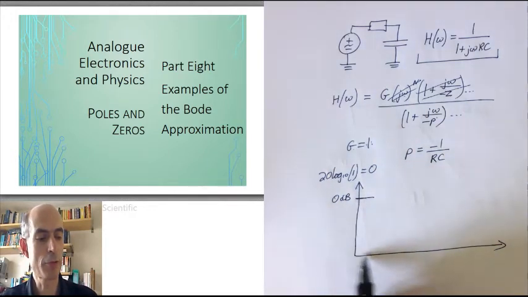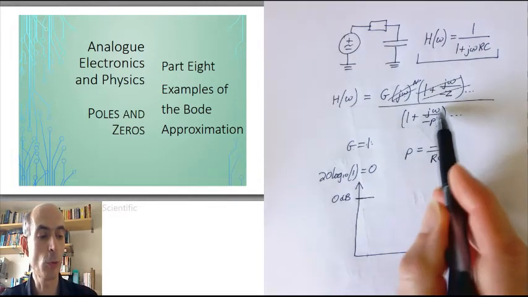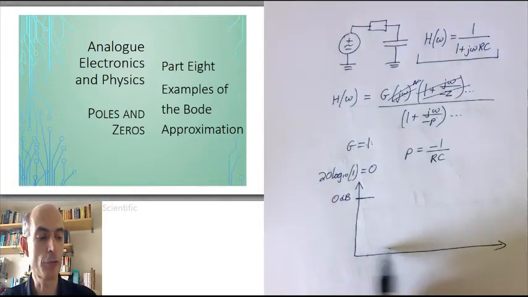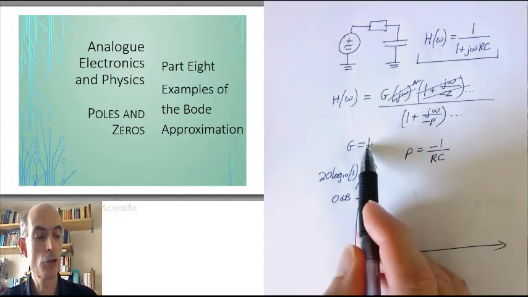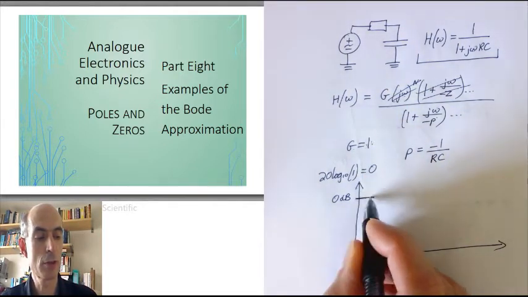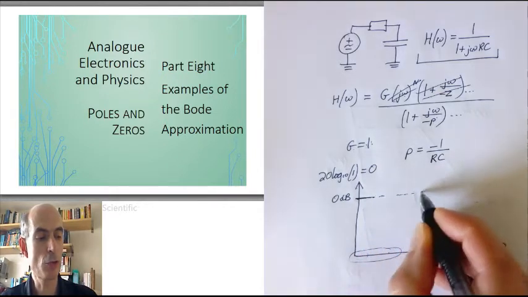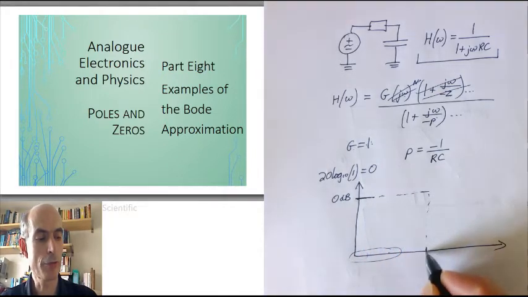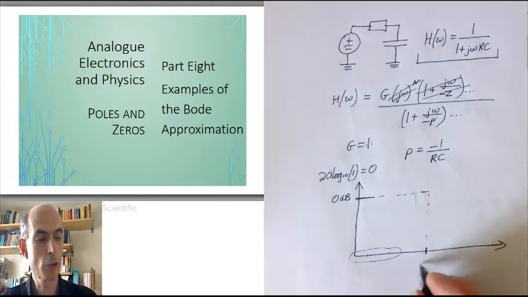As these are going to be frequencies that are a long way below the break frequency of this pole, therefore this pole is having no effect at these low frequencies. And our gain, being 1, just means that at low frequencies we're starting at 0 dBs. And that will carry on until we get to the break frequency of this pole. And the break frequency of this pole is going to be the modulus of the pole, in other words, 1 over RC radians per second.